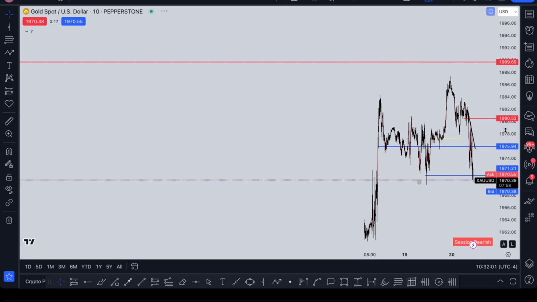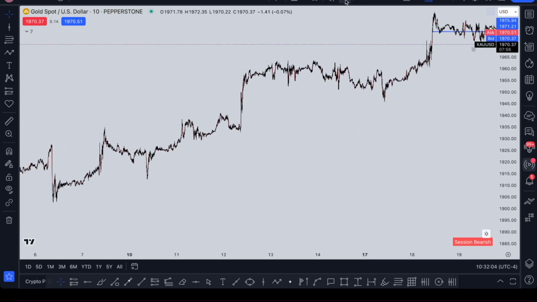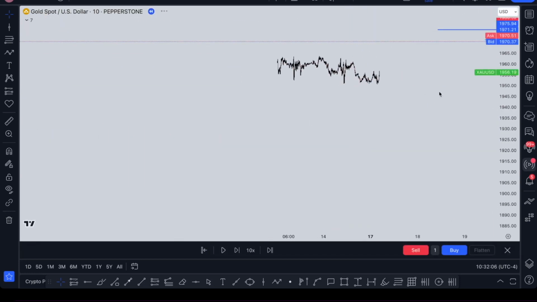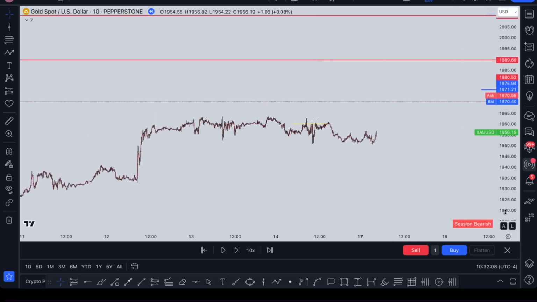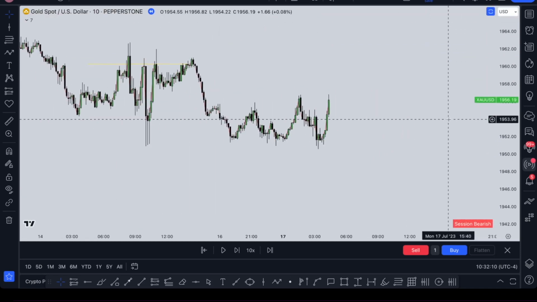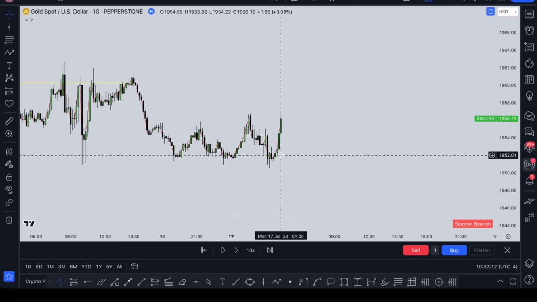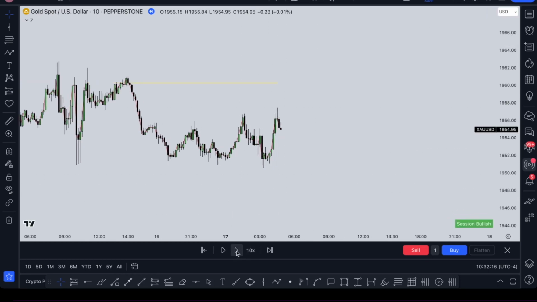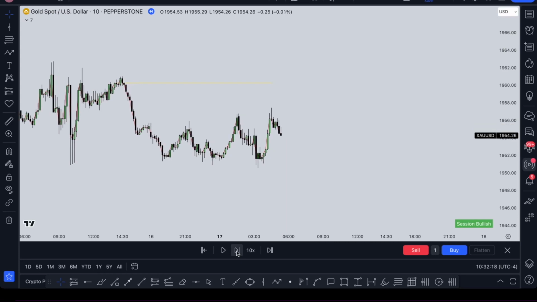Now let's take a look at a few days. Let's go back, test mode a bit, replay mode a bit. Let's go to this week's price action and take a look at how price was delivered. On the 17th of July, the bias that was predicted was bullish.